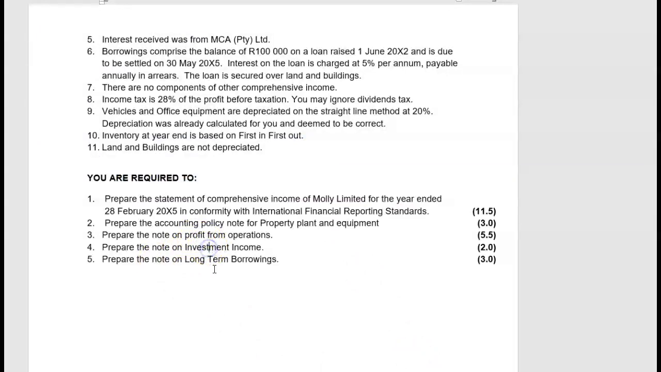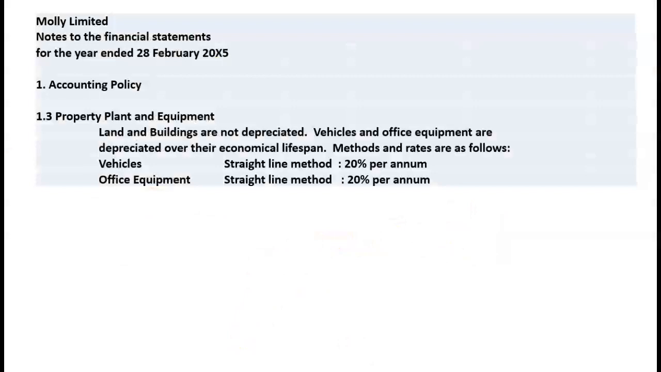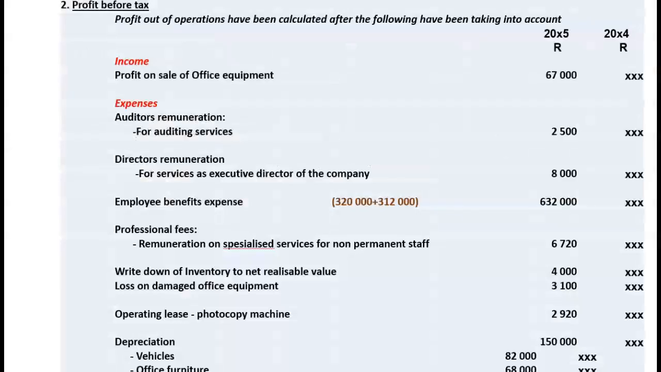Prepare the note on long-term borrowings. Now that is all about number 6. The loan was raised a long time ago, so the outstanding loan balance at the beginning of the year was 100,000, but that is going to be settled on the 30th of May. So in the next financial year, we're going to settle the full 100,000 rand. So in that note, we are going to write the following.